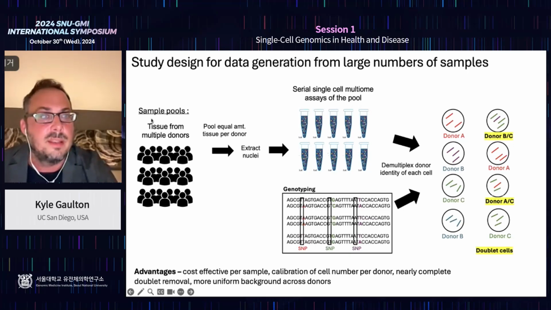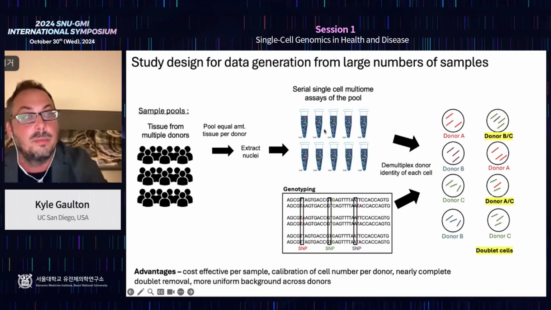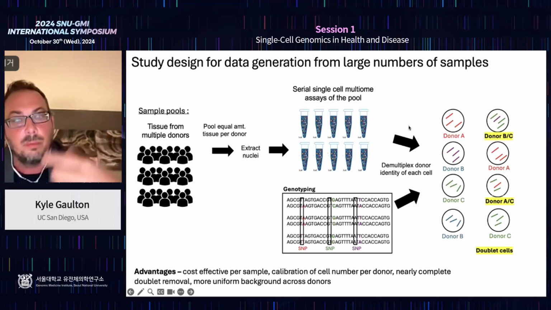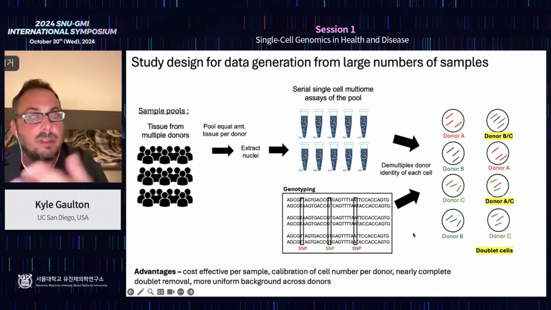And the way that we do these studies increasingly is to, instead of running individual assays per sample, we pool tissue from multiple donors, and then we extract nuclei from the pool, and then we run assays serially on these pooled donors. We also genotype the donors before they're pooled, so that when we recover cells from the pooled experiments, we can match up the identity of the cell to the donor it came from, based on matching the genotype of the cell to the genotypes of the donor. And so that gives us donor-specific profiles starting from sample pools.